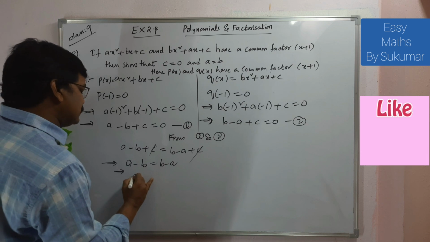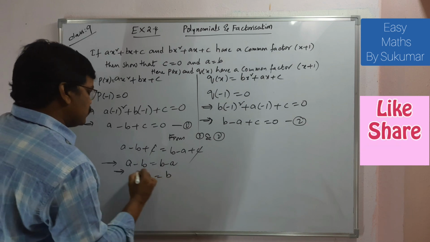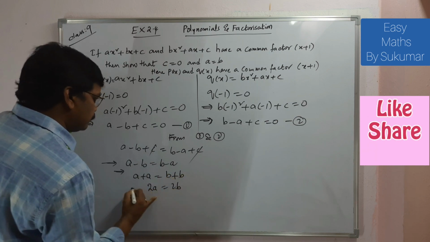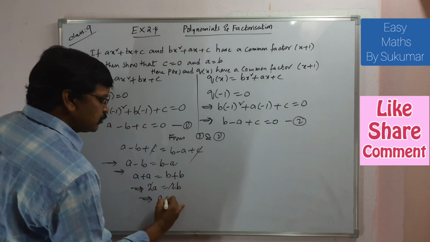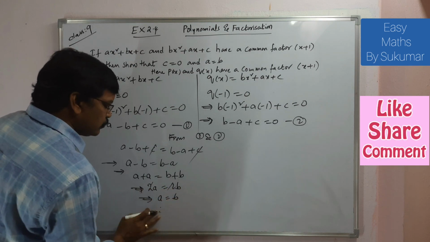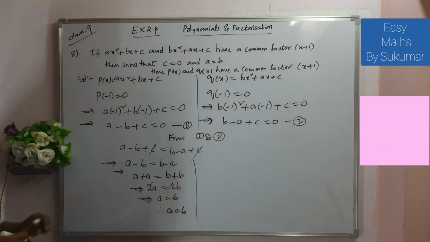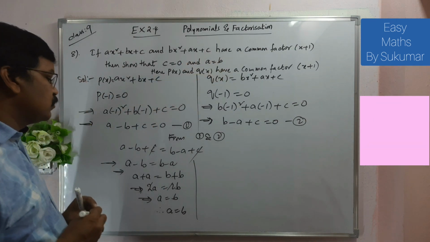So that means transpose this minus a to this side, plus a, and minus b to the other side, plus b. So 2a is equal to 2b. So we can cancel this 2 and a is equal to b. Therefore, my dear students, what we get here is a is equal to b. So we proved the second one, of course. Next we have to prove c is equal to 0.